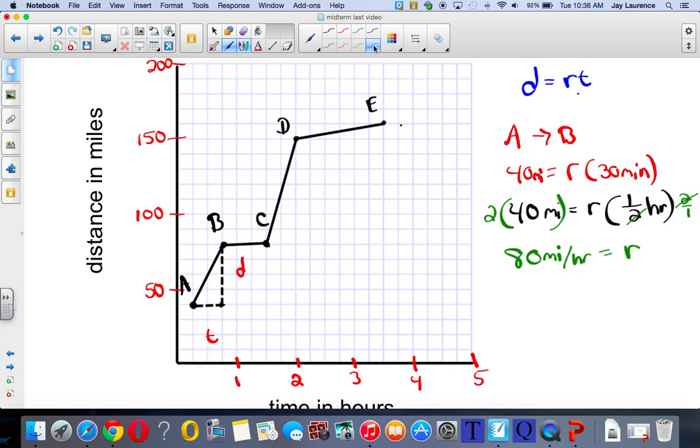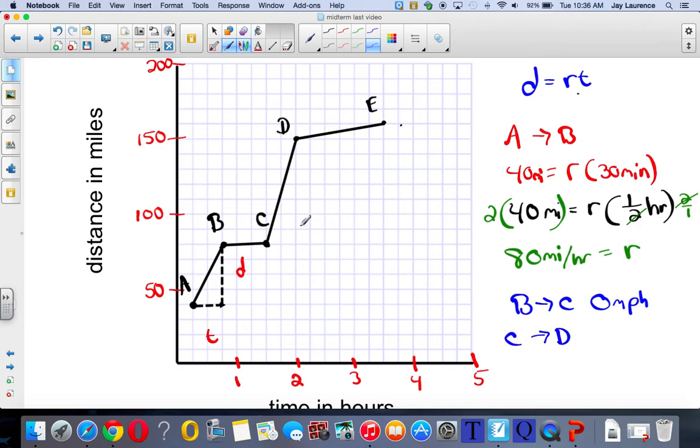Let's try another one. Let's try from B to C. That's a hard one. My distance is 0, and my time is 45 minutes. I think the rate from B to C is going to be 0 miles per hour, right? Because I'm not going anywhere. All right, that was a hard one. Let's do C to D.